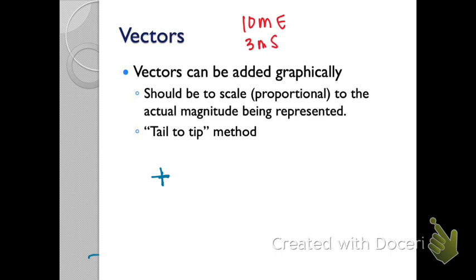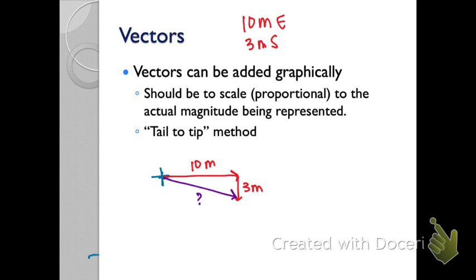Okay, the tail to tip method looks like this. 10 meters east and 3 meters south. So now, can I figure out a straight line path from the origin to where he ended up? I can draw it like this. I can figure out how far he is from where he started.